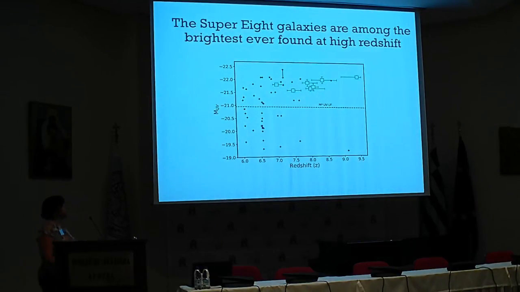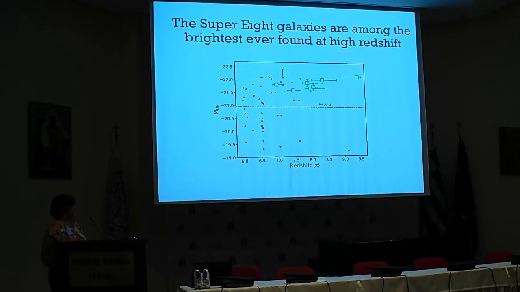Okay, so just to reiterate how bright these galaxies are, you can see they're shown there in green on this magnitude redshift plot, and they are among some of the brightest galaxies that have been found at this redshift. Some of them are the brightest.